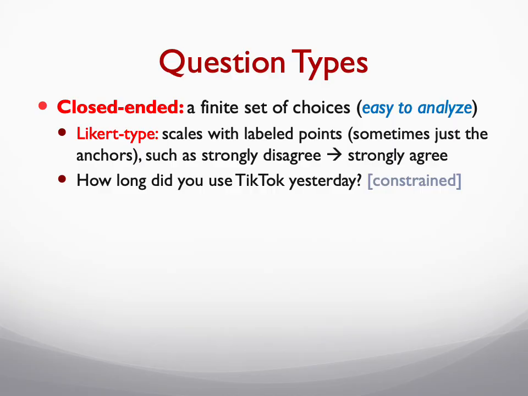So for example, I could say, how long did you use TikTok yesterday? And importantly, I could ask this in a closed-ended way or an open-ended way. The closed-ended way would be a case where I'm actually giving people a set of response options to choose from. I'll show you an example in just a moment. But there's a constrained list of options that they could choose from when answering this question.